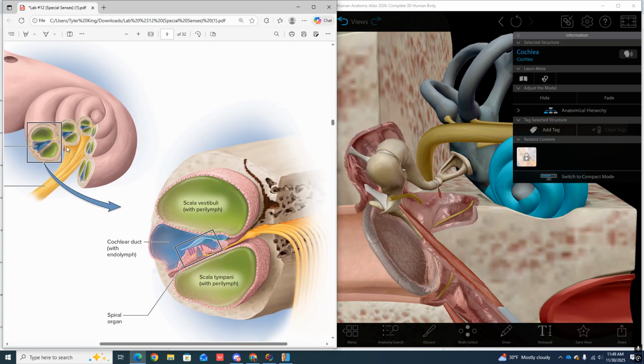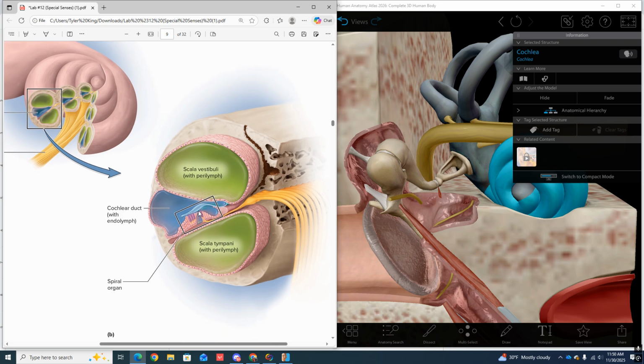So this guy always sits on top, as you can see here. Scala vestibuli with the perilymph, with that green stuff. The inner chamber, the cochlear duct, has the endolymph, as highlighted in blue here. And the scala tympani is the one that is on the bottom. So it's the inferior tunnel. The scala tympani also has perilymph.